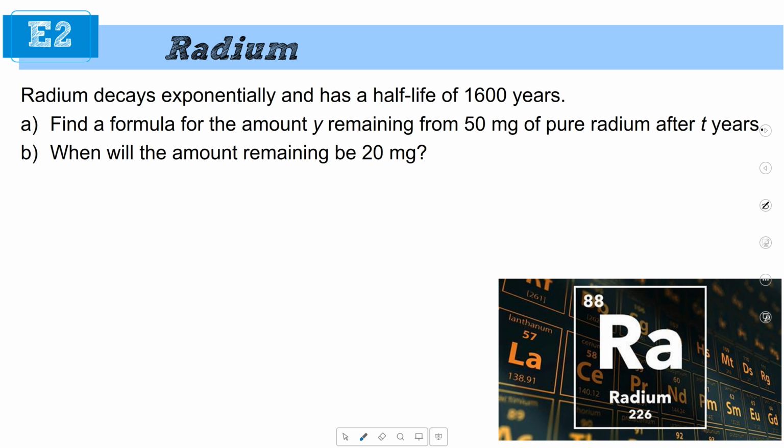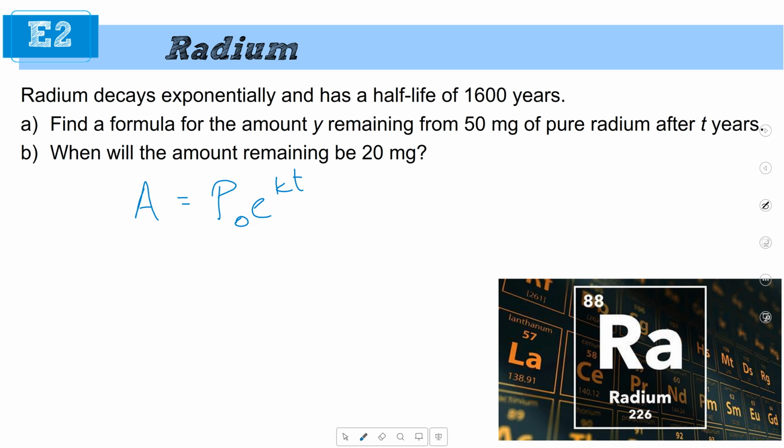The reason I chose this is because something strange happens. It appears that I didn't give you enough information. Radium decays exponentially and has a half-life of 1,600 years. Well, how do I go on from there? We can do it from scratch, but we're going to cheat on this one, and I'm just going to start with the Pert equation, because there's something I want to work out with this that's different than what we did in the last one. A equals P naught e to the kt.